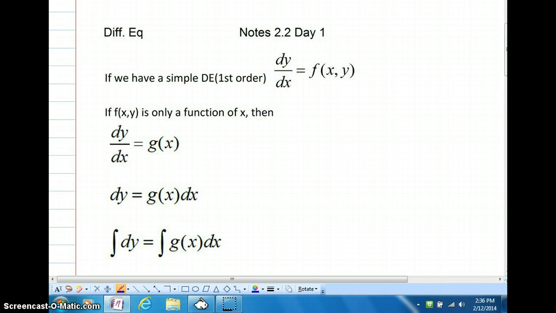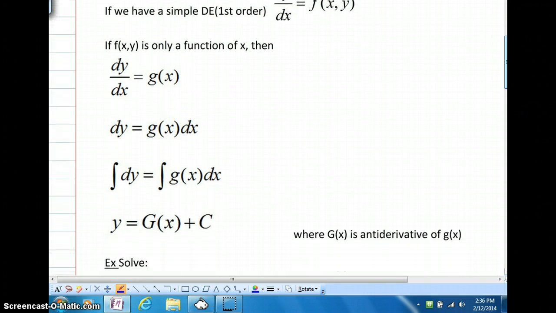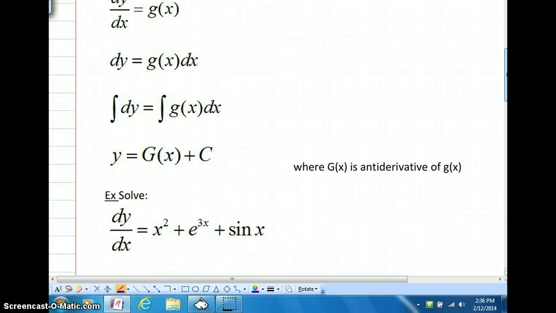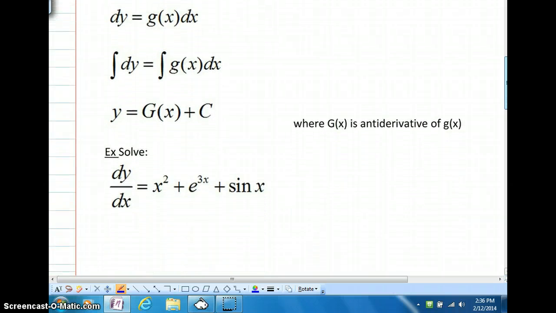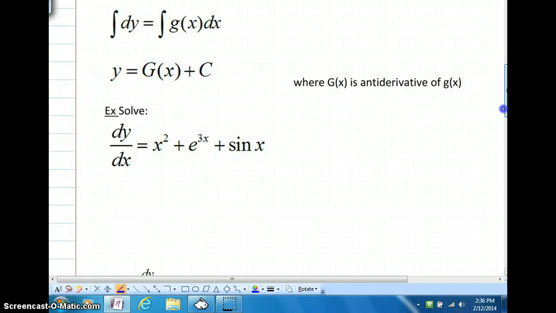You've got a first order, let's say dy dx is equal to a function of x and y. Let's just say that you only had a function of x. Multiply both sides by dx. You could integrate, as you can see here at the bottom of the screen. And taking an antiderivative of g of x, you get capital G of x. Look at that. What are we talking about?